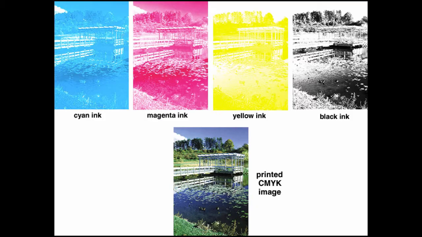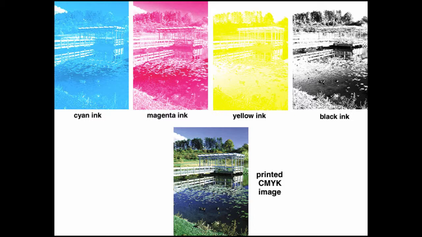In order to print an image using CMYK inks, you have to have 4 different plates on a printing press. One plate to print the cyan information onto the paper, another plate to print the magenta ink, another for the yellow, and another for the black. These 4 different colors of ink are then printed on top of one another to create the final printed CMYK image.